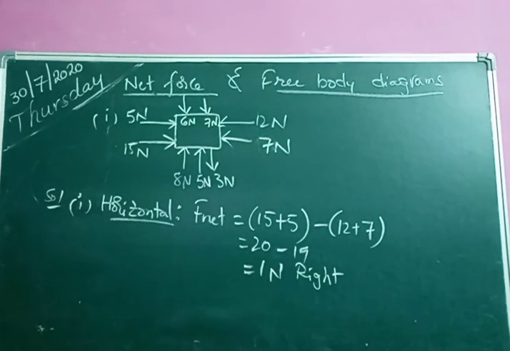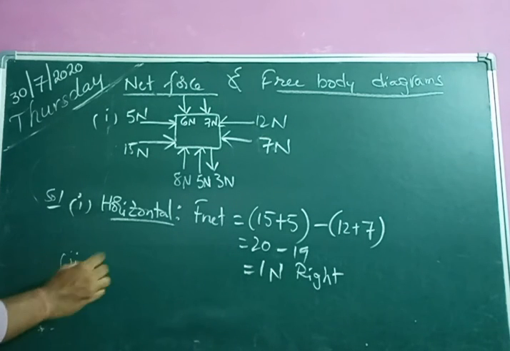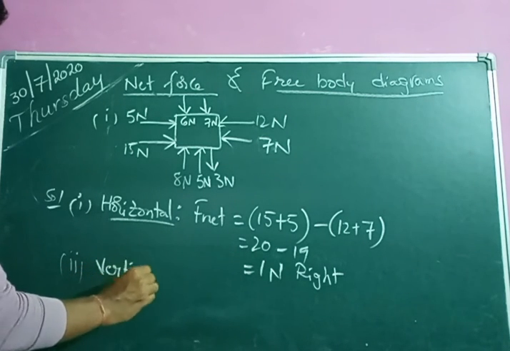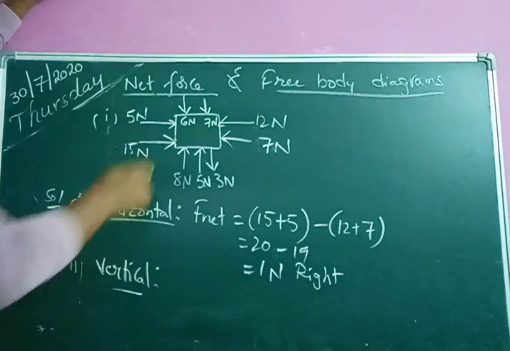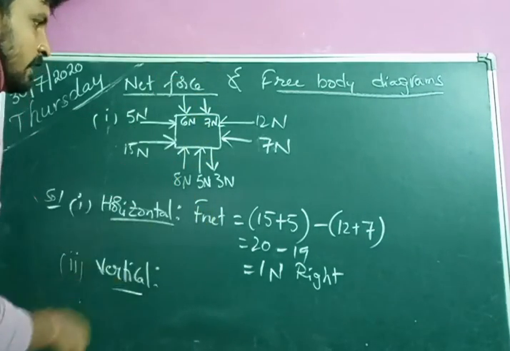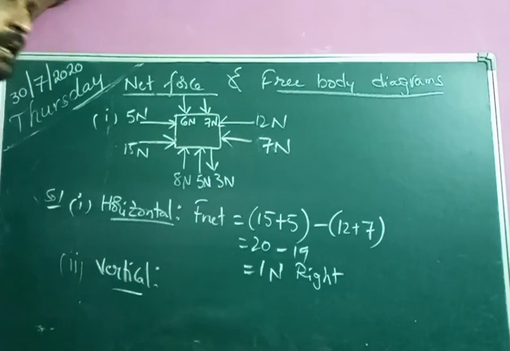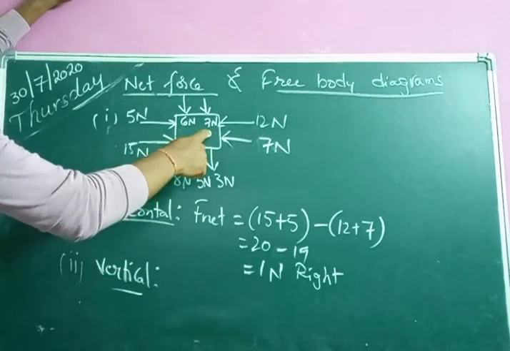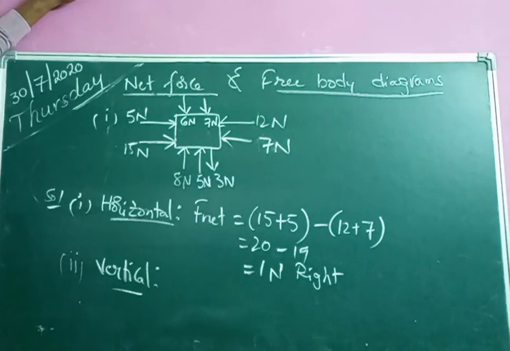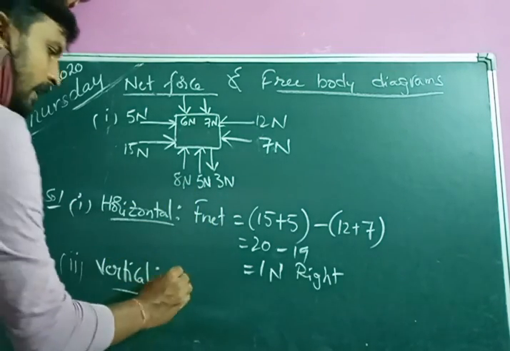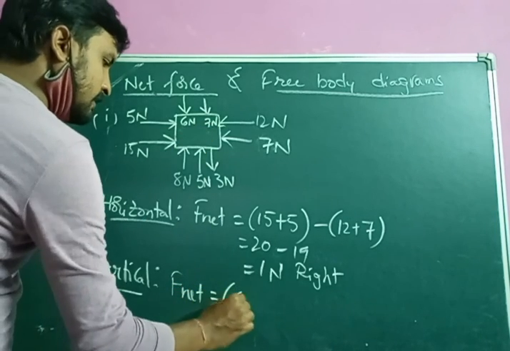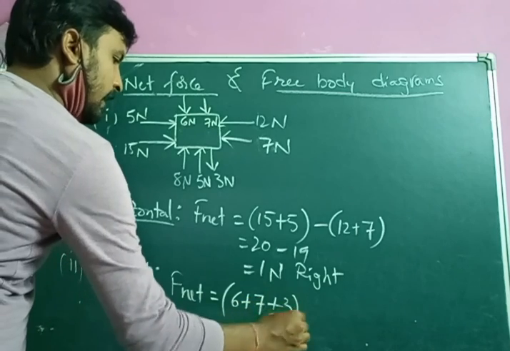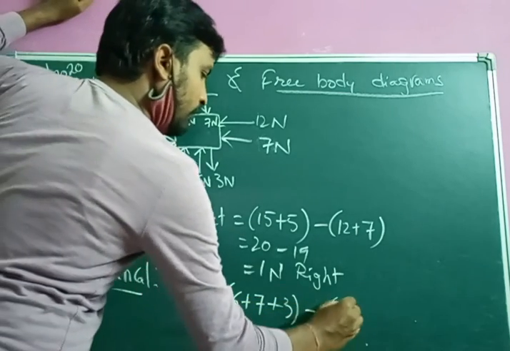Right. Next, the vertical direction. In the vertical direction, let's check. 6 newtons and 7 newtons act in the downward direction, and 3 newtons is also acting in the downward direction. 6 plus 7 is 13, plus 3 is 16. So 16 is greater than 13. So the net force in the vertical direction is 6 plus 7 plus 3 minus (8 plus 5).